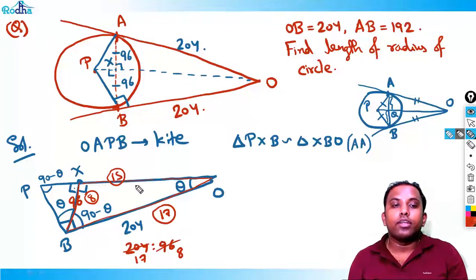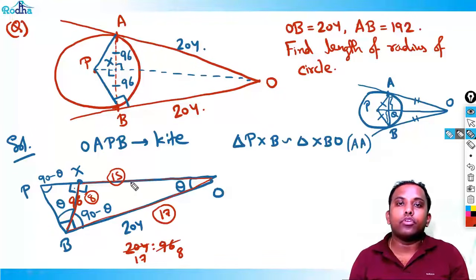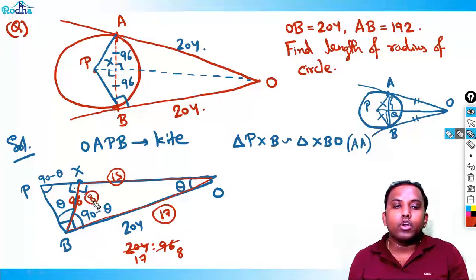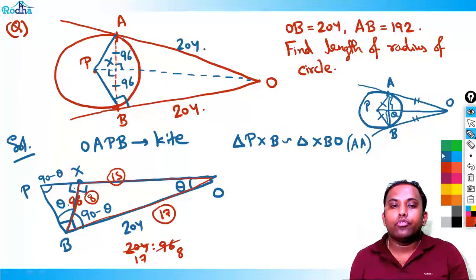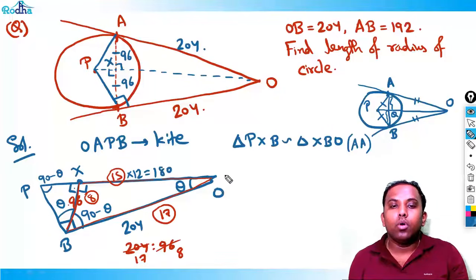Once you get this 15, what is the multiplying factor for this triplet? It is 8 into 12, 96. It is 17 into 12, 204. So it will be 15 into 12, which is 180. Therefore, OX is 180.